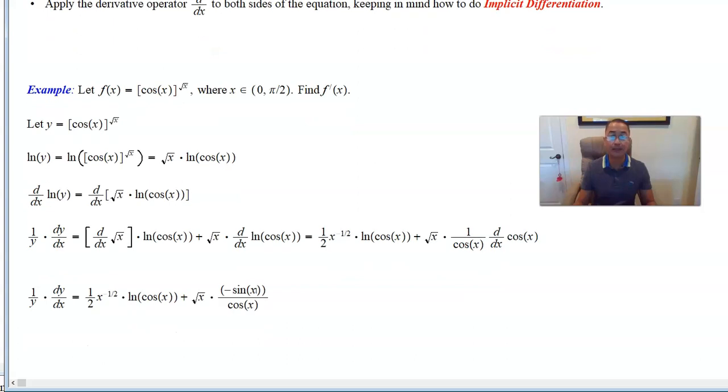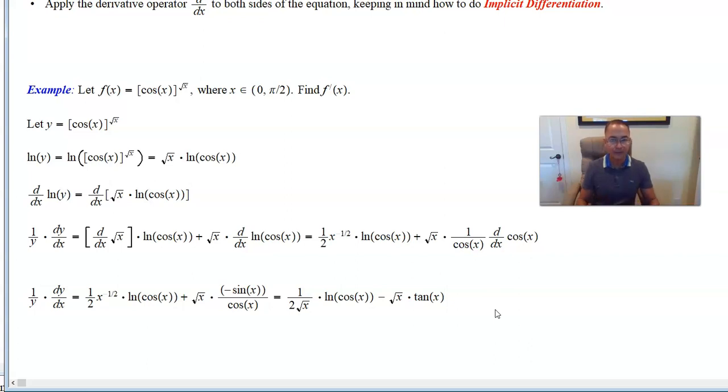I hope you recognize sine x over cosine x. Of course, that's just the same as tangent of x. But also, oh look, we have an x to the minus 1/2 over here. So we can put that in the denominator as 1 over 2 square root of x. So we have a square root of x over here. And then we have a minus sign over cosine. So let's put the minus out here. And this just becomes tangent of x.